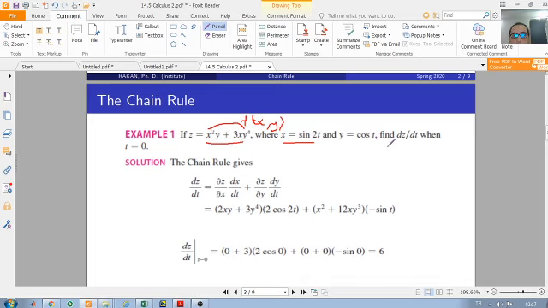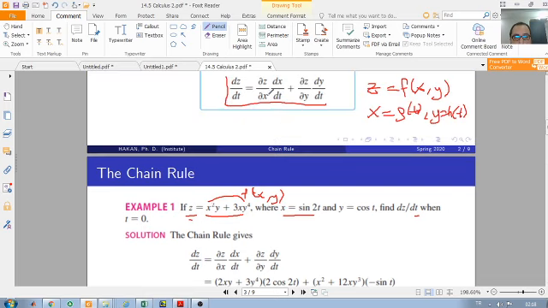So let's find the derivative of z with respect to t. When we write sine 2t and cosine t for x and y, we actually obtain a function of t for the variable z. But without writing them into the definition of the function z, using the chain rule, we can easily find its derivative with respect to t when t is equal to 0. So the chain rule gives, this is the formula, you know, from here.